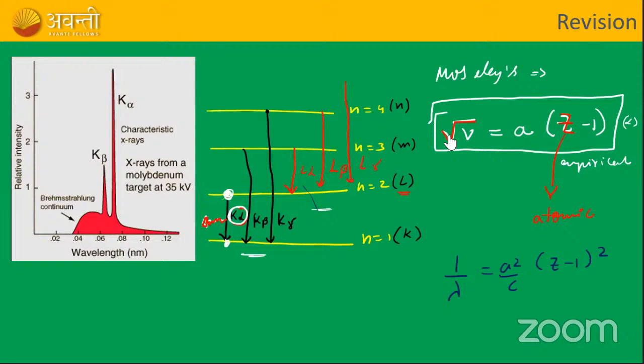Z is equal to 6 means carbon. Of course, sorry, 6 is carbon.